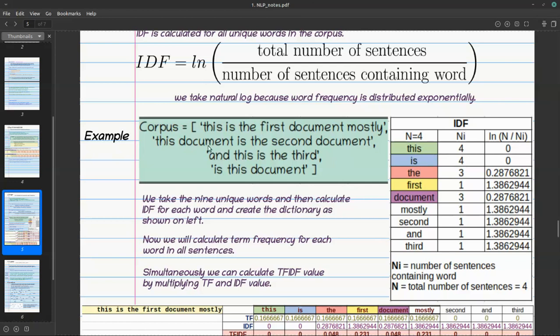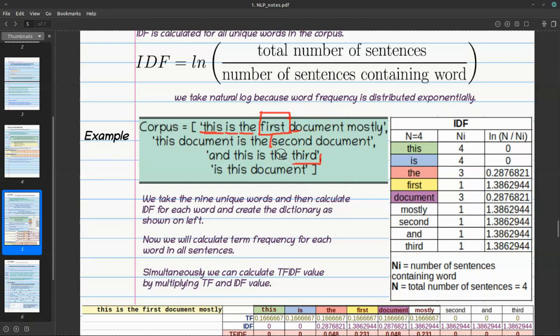And if you think intuitively, in this sentence, what is the use of this word and this word? Nothing, right? In the first sentence, the most useful information is somewhere here, first, and you can say document to some extent. But document is occurring in almost every sentence. So the most useful word is nothing but first. Here it is nothing but second, and here it is nothing but third, like this. And the last sentence we are just asking is this document.